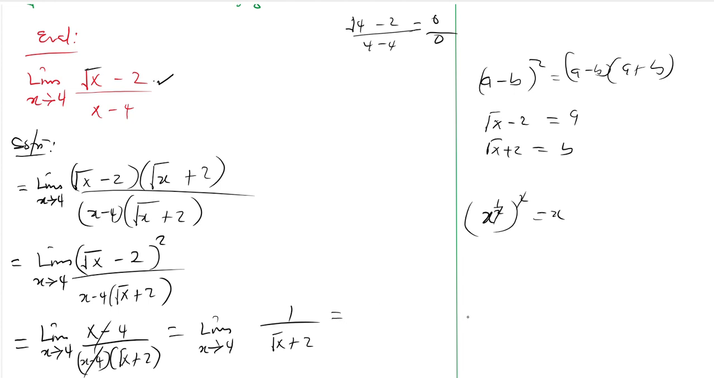So as x approaches 4, the answer finally will be 1 all over root 4 plus 2, and root 4 is 2. 2 plus 2 is 4. So this is our final answer. As a matter of practice, you can try your hands on the next example. Pause the video, and when you return, you watch the solution.